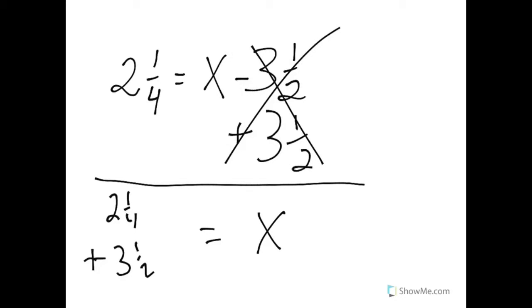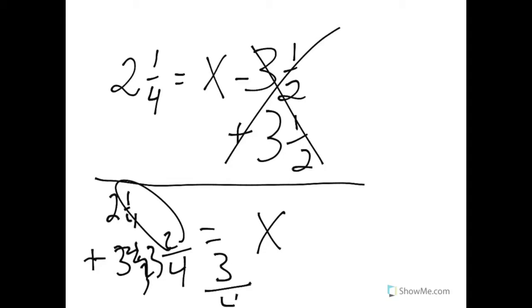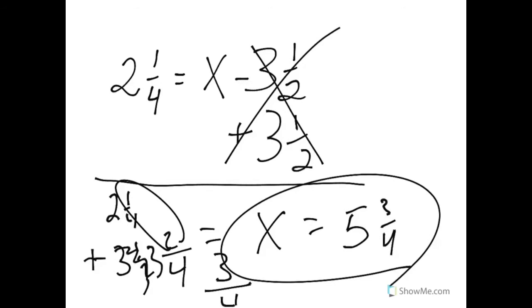Obviously, 2 and 4, different denominators, but we can see that the least common multiple is going to be 4. So if I multiply 2 times 2, I get 4. 1 times 2 gives me 2. My whole number stays the same. 3 2/4 plus 2 1/4. 2 plus 1 is 3. Denominator stays the same. 2 plus 3 is 5. So we end up with x equaling 5 3/4.